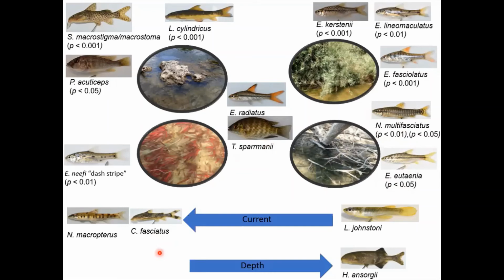However, they did show strong associations with other habitat characteristics such as depth and current, with the 2 species, Nannocharax macropterus and Chiloglanis fasciatus, showing a strong association to habitats that had high current velocities. Leucostiba johnstoni was on the opposite spectrum and preferred habitats that had low current velocities. The mormyrid Hippopotamyrus ansorgii showed no significant habitat association, however it was significantly associated with habitat depth.